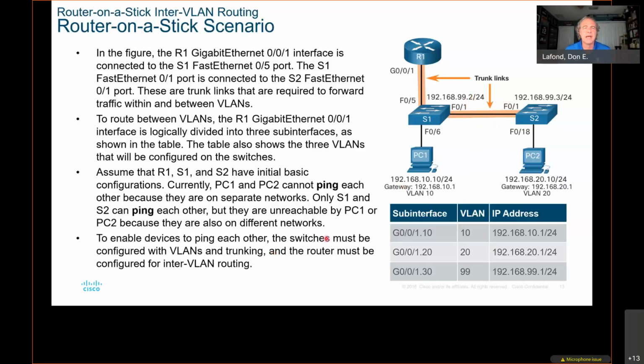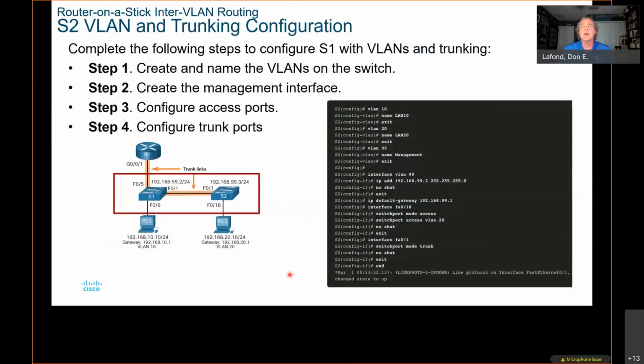But anyways, to enable devices to ping each other, the switches must be configured with VLANs and trunking, and the router must be configured for inter-VLAN routing. So this is the configuration. The first step is to create and name the VLANs on the switch. Then you create the management interface. You configure the access ports going to the PCs, and then you configure the trunk ports.